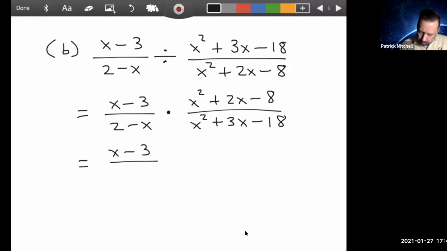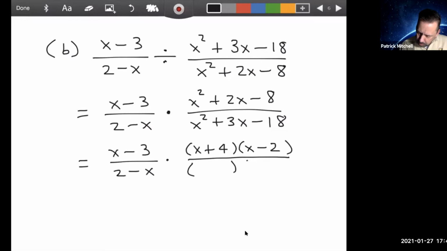x minus 3 over 2 minus x. And then this is easy factoring over here, right? This is from section 6.2. So numbers that add up to 2 and multiply to negative 8 would be positive 4, negative 2. And then numbers that add up to 3 and multiply to negative 18 would be positive 6, negative 3. All right, so we can get rid of x minus 3.